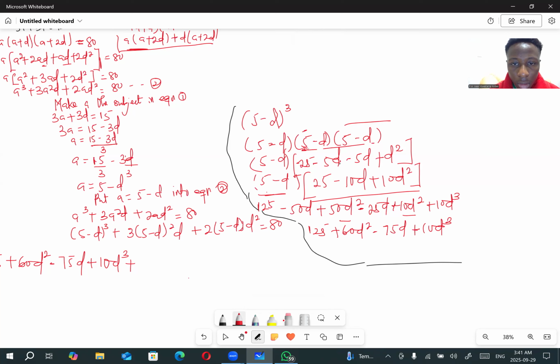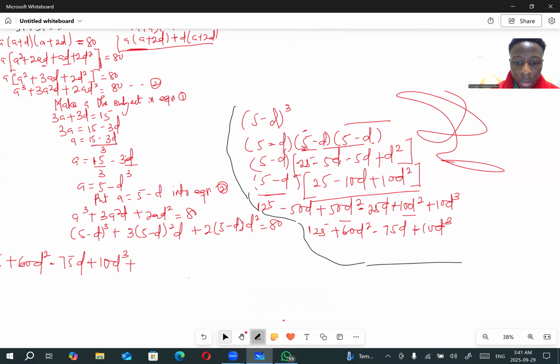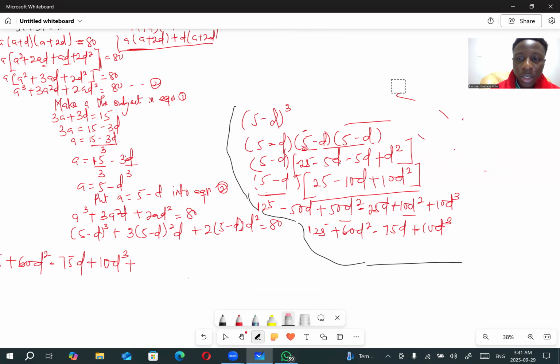No, I said, you mean this area, is it not this area? Okay, so I'm saying 5 minus d cubed means 5 minus d, 5 minus d, 5 minus d multiply. Now let's have 5 minus d at one side and deal with the 2 bracket.